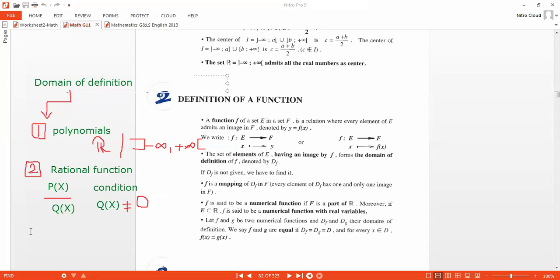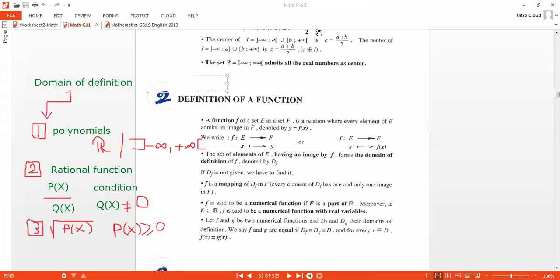The third type of function is the irrational function, or in other words, the radical ones. If we have a radical, for example, square root of p of x, what's the condition for the radical? We know that the radical is a positive operation. So everything inside the radical should be positive. So we take a condition that p of x is greater than or equal to 0. Okay? So in this case, we have three cases. How do I solve them?